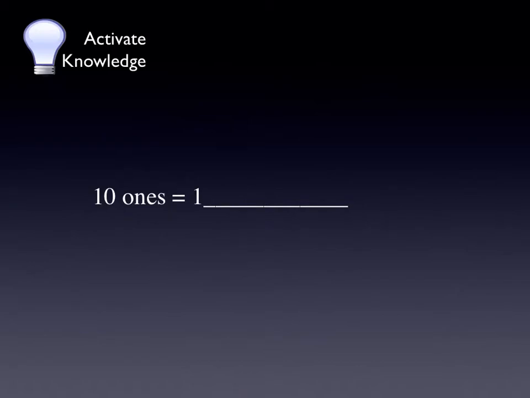10 ones equals 10. 10 tenths equals 1 whole. 10 thousandths equals 1/100th.